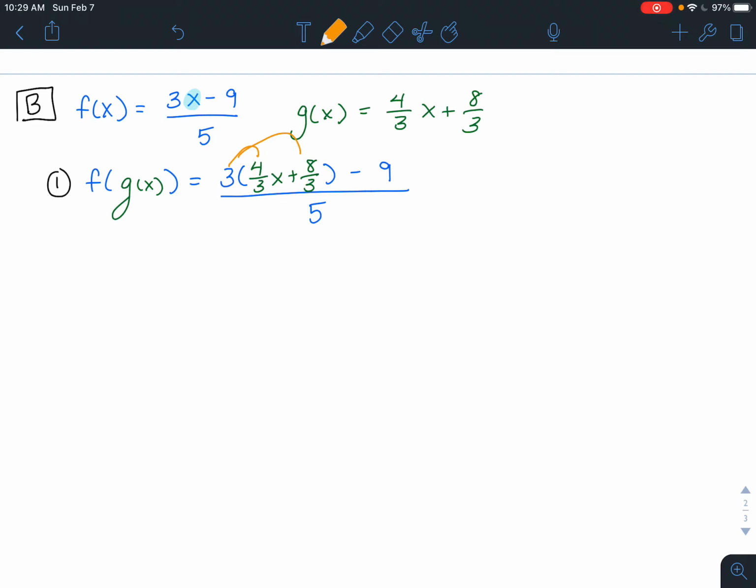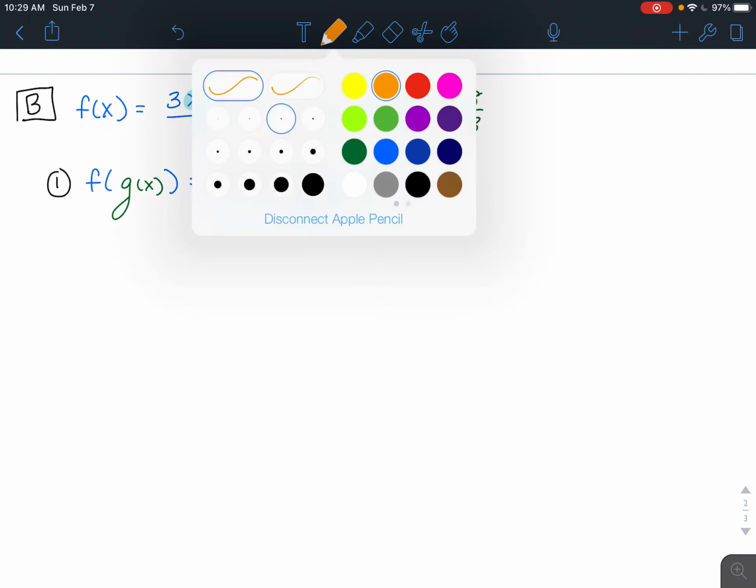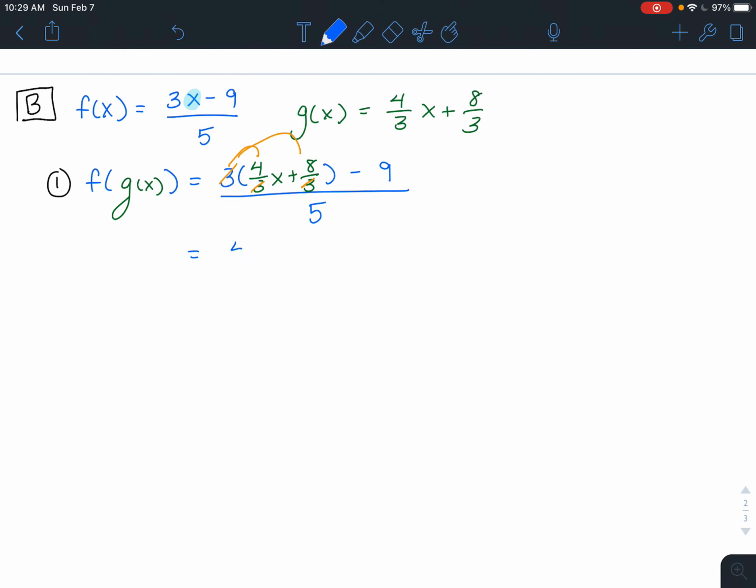Now, when I distribute 3 through, both of those fractions have a 3 in the denominator, so that really means I'm dividing both of those numbers by 3. So when I multiply by 3, the 3's are all going to cancel out actually. And we're going to be left with (4x plus 8 minus 9) all over 5. And if I combine my like terms, it's going to be (4x minus 1) over 5.